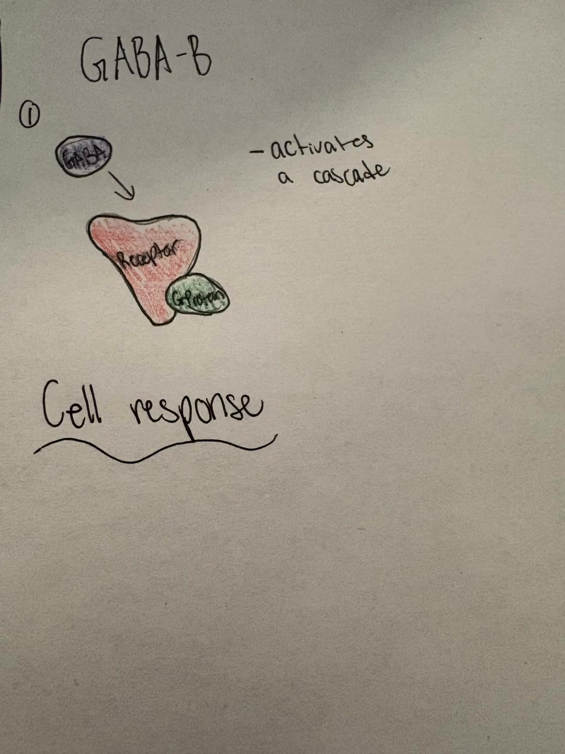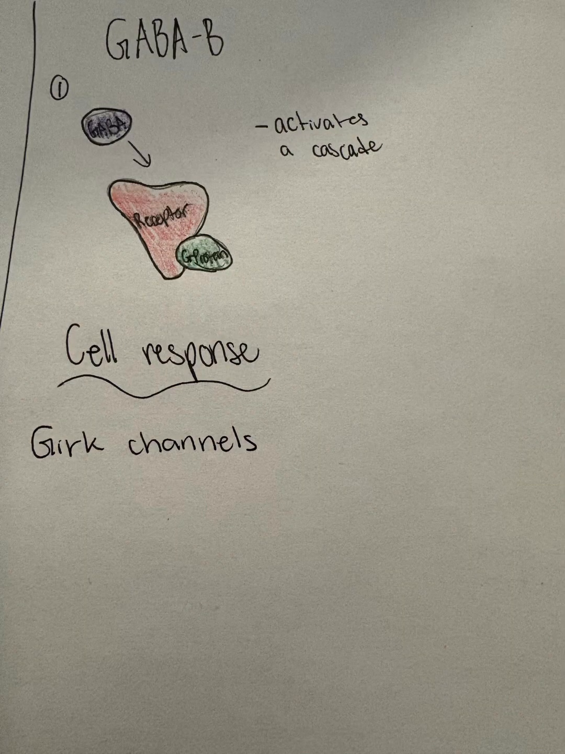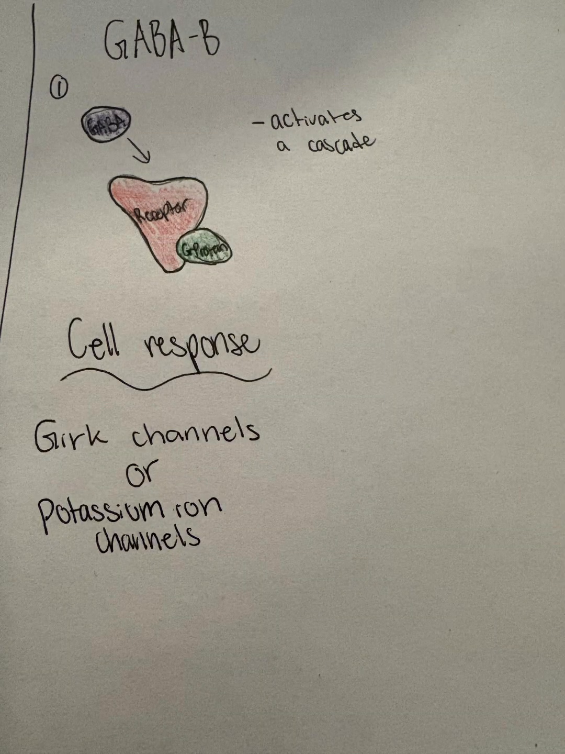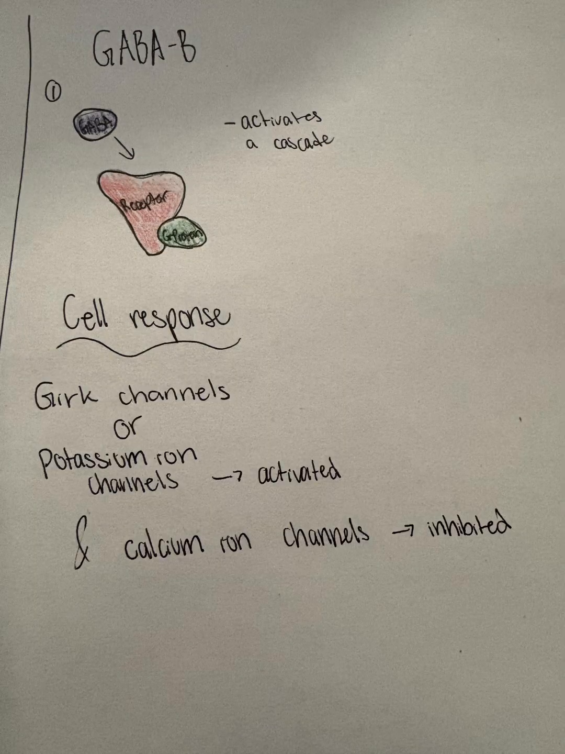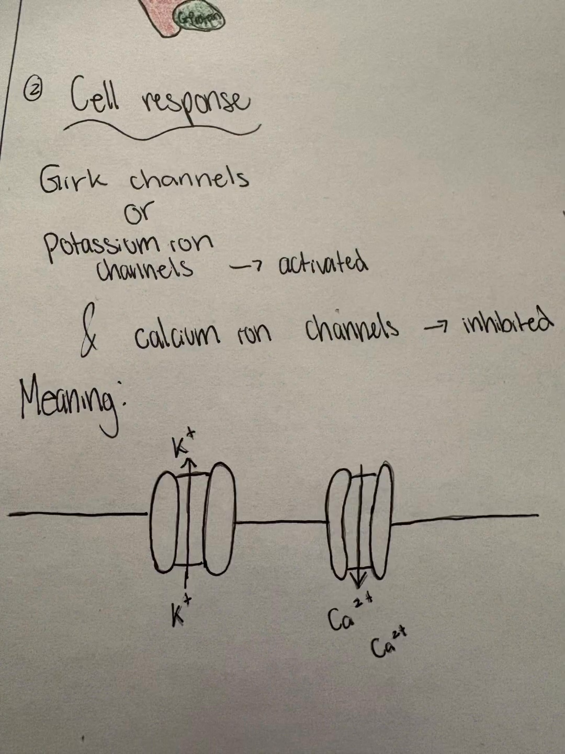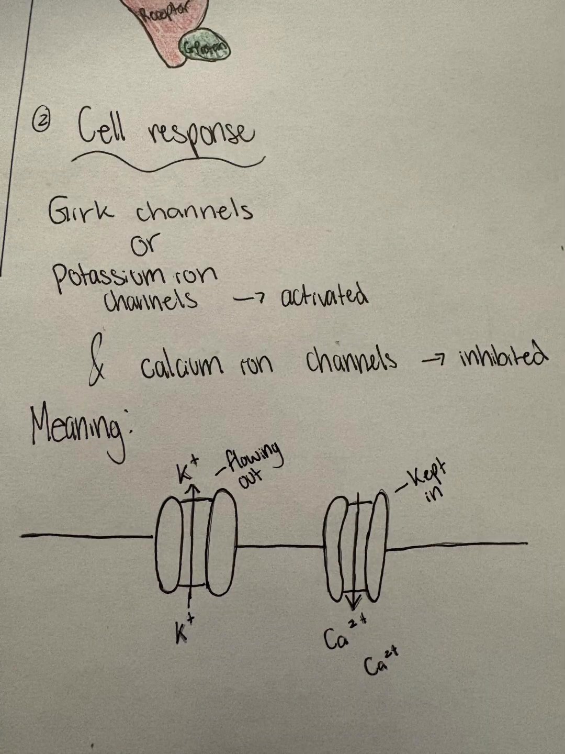In the GABA B receptor, after the binding of GABA, GIRK channels or potassium ion channels are activated and calcium ion channels are inhibited. This means that potassium is flowing out while calcium is kept in. The release of potassium causes a lack of communication between cells in the brain.